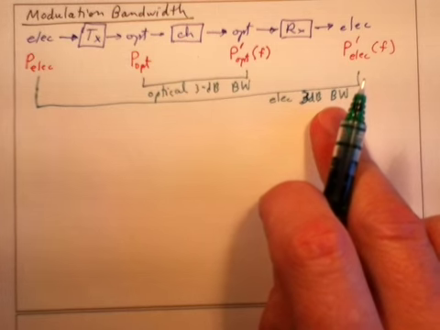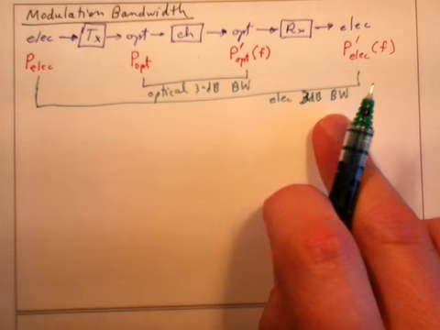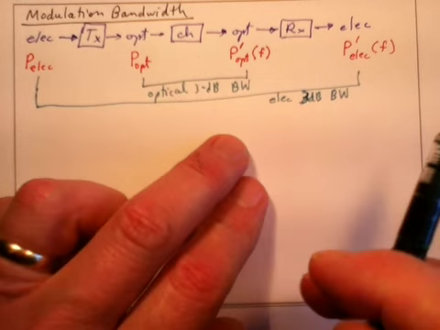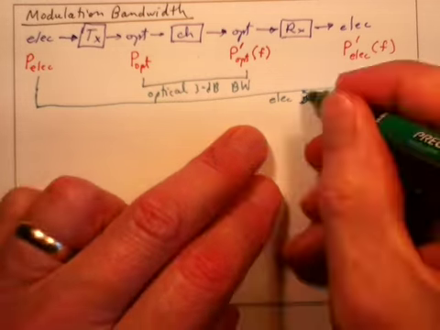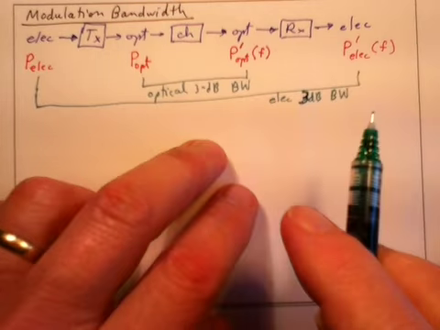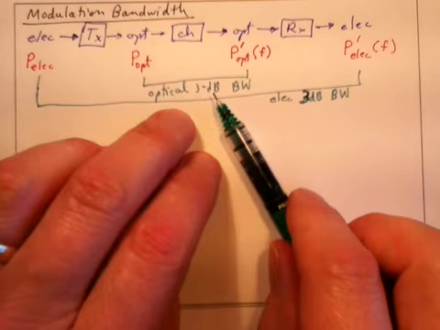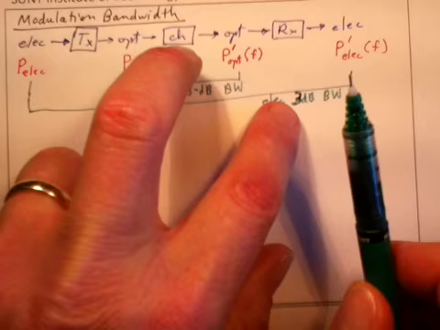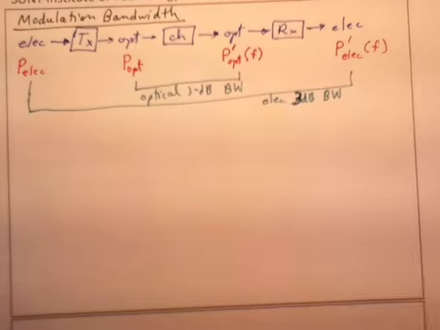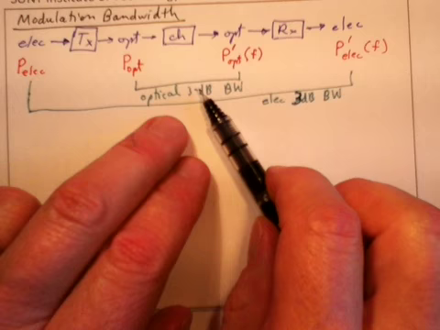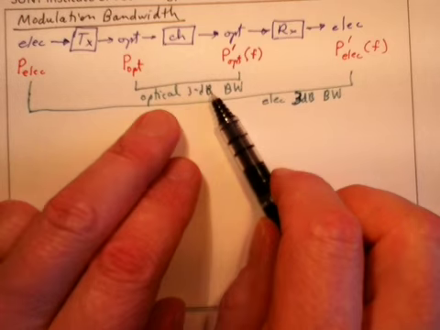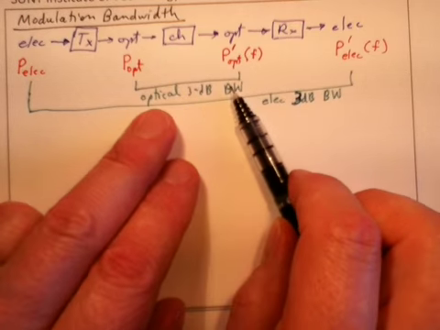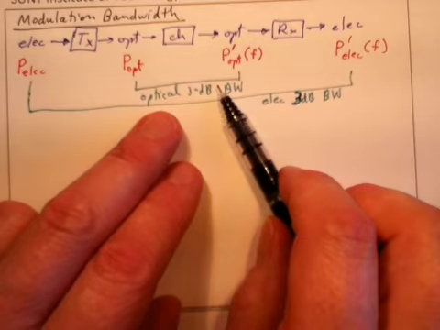Okay, and so we're going to be interested in general in calculating the electrical 3 dB bandwidth from the optical, converting between optical and electrical bandwidths. There's another type of conversion though that I'll show you here. We also may want to convert between the optical 3 dB bandwidth and say the optical 1.5 dB bandwidth or the optical 10 dB bandwidth.